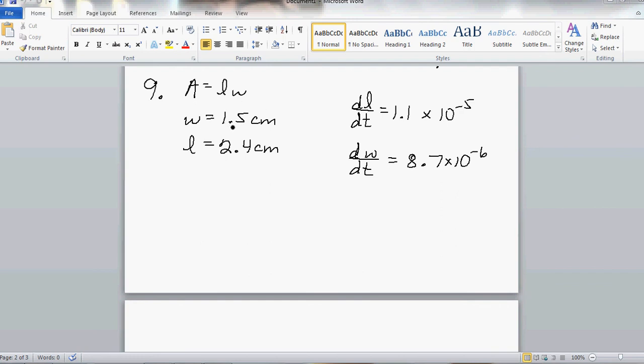Width is presently 1.5 centimeters. So how fast is it changing? Well, all we need to do is take this 1.5 times the rate of change that's going on here, 8.7 times 10 to the negative 6th.